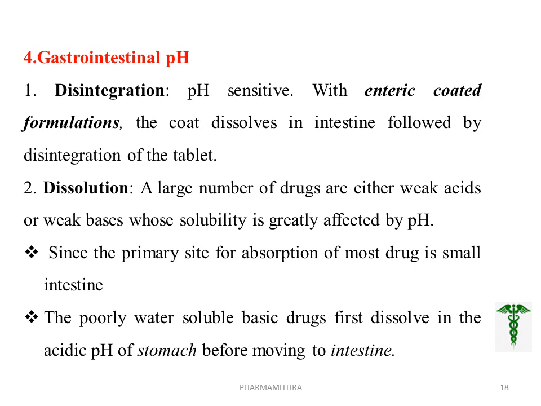First one, through disintegration. That is, the disintegration of some dosage forms is pH sensitive. That is, for the enteric-coated formulation, the coat only dissolves in the intestine, followed by the disintegration of the tablet. Second is the dissolution. That is, most of the drugs are either weak acid or weak base and are affected by the pH variation. Since the primary site of absorption is the intestine, the poorly water soluble basic drug first dissolves in the acidic pH of the stomach and then moves into the intestine.